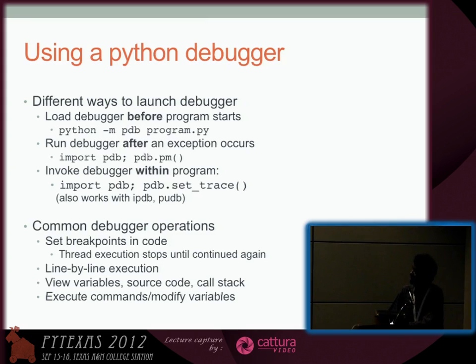There are different ways to launch a debugger. You can launch it before the program starts. You can launch it after an exception occurs, which is postmortem. And you can invoke it within the program, and Jeff Rush's talk covered that as well. So you can invoke it within the code. You can put an if statement to make sure it's invoked when needed. You can set breakpoints. You can do line-by-line execution. You can view variables, the call stack, and execute commands that modify variables. So you can do all that in a debugger. That's traditional.